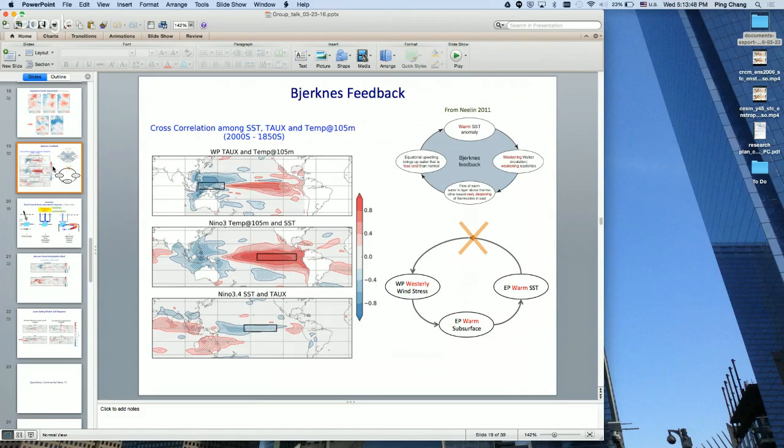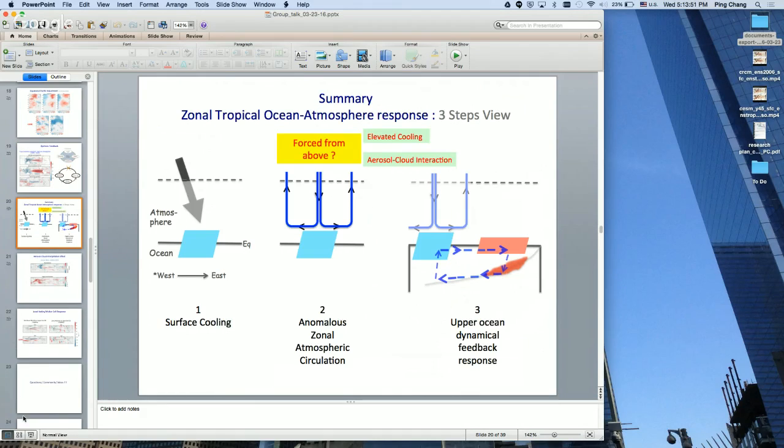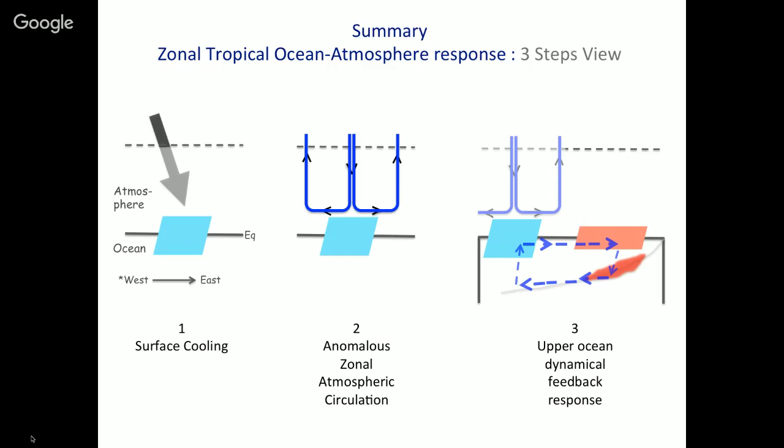All right, so this is a summary of this particular thing. There are 3 steps to it. There is a surface cooling over the Western Pacific, which is essentially because of all the clouds and the sulfates you have introduced into the system, which induces an anomalous zonal atmospheric circulation over that region. And in the 3rd step, the surface westerly response kicks in, and there is a warming in the subsurface which shows up here.